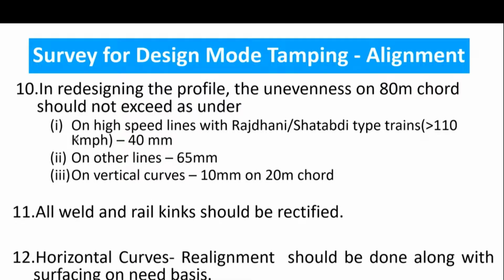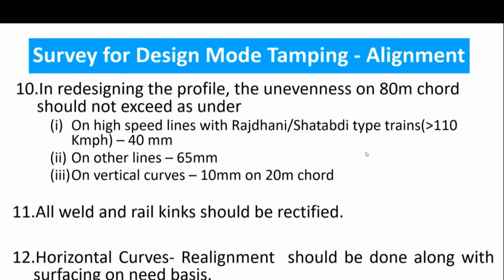So what is the target? Target is unevenness on 80 meter chord should not exceed 40 millimeter on the Rajdhani and Shatabdi routes. Other routes 65 millimeter, and on the vertical curves it should be 10 millimeter on 20 meter chord. So these are the unevenness on 80 meter chord.